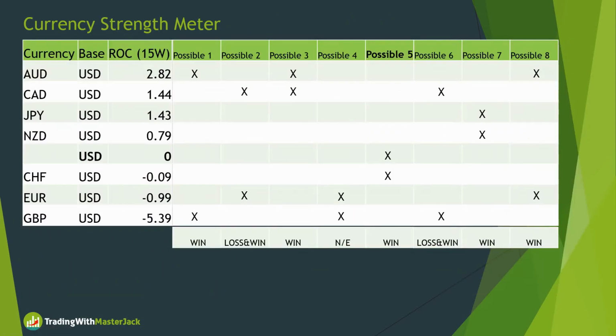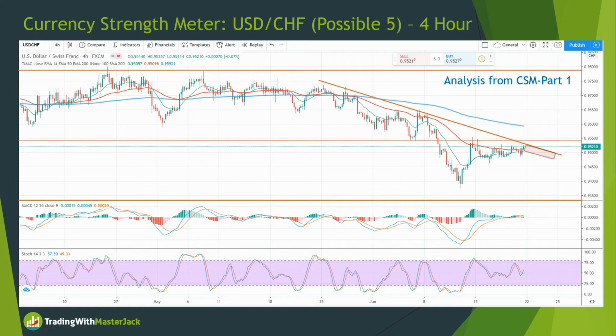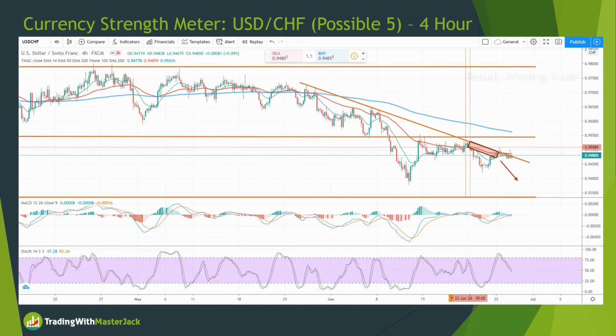Now on to the fifth possibility, which was a winning trade. That is the US dollar and the Swiss franc. And there we have it. From our analysis in the first video, it was technically already an area of value alongside here, but I was waiting for the rejection price here, or moving into the area of value with the rejection of price, and then it would have continued down.